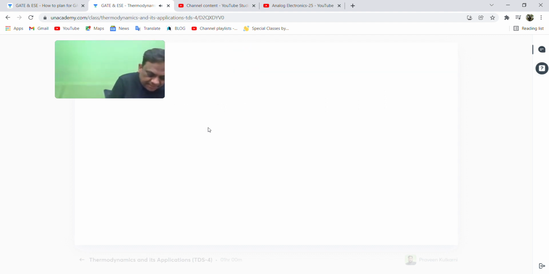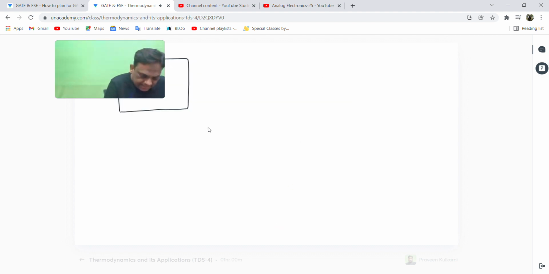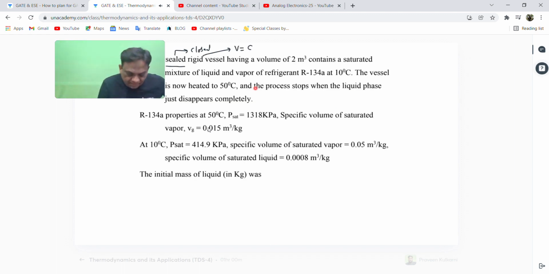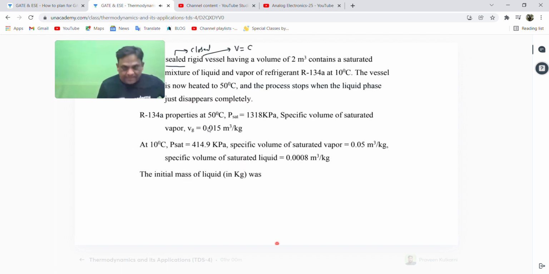Look once. There is a container. Its volume is 2 meter cube. It contains a liquid vapor mixture at 10 degrees centigrade. So there is a liquid vapor mixture at 10 degrees centigrade. The vessel is now heated to a final temperature of 50 degrees centigrade, and the initial temperature is 10 degrees centigrade.